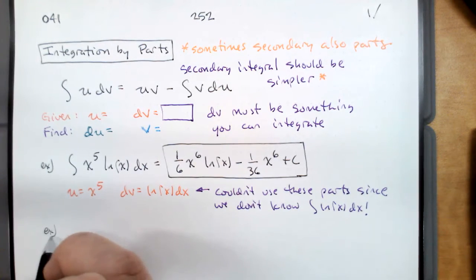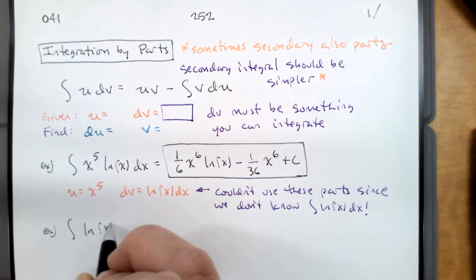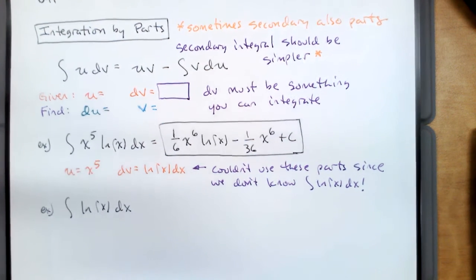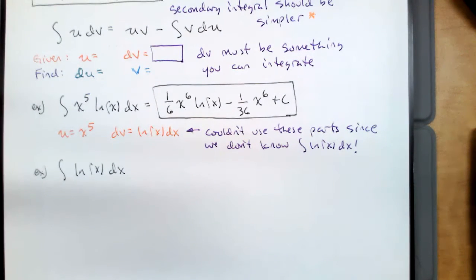Let's take a look at this integral. In this integral, all we have for parts is natural log. We know we can't put natural log in the dv section because we don't know the antiderivative of natural log. And if we did know the antiderivative of natural log, then we wouldn't be doing parts. We would just be writing it down. But we're pretending that we don't know.